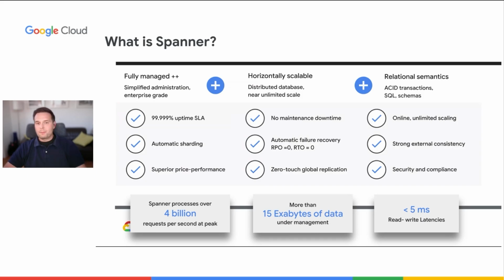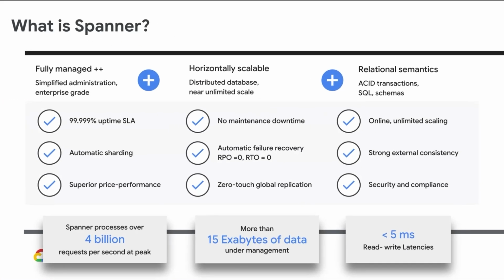So what is Spanner exactly? Spanner is a fully managed enterprise-grade database that combines relational semantics, meaning all the core relational features such as schemas, ACID-compliant transactions, and SQL, with built-in sharding and seamless horizontal scalability, providing up to 5 nines of availability.